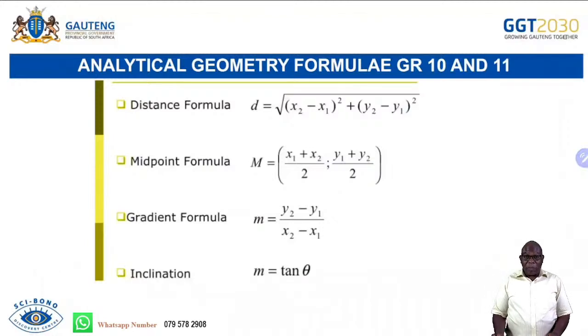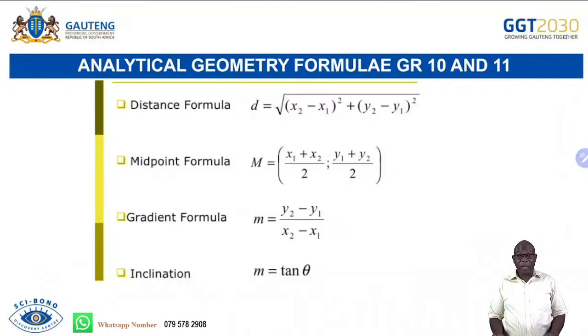Now in analytical geometry, you'll have a formula sheet. There will be a formula sheet at the end of your paper. But the formulas that talk to analytical geometry are the following. These are some of the ones that you have done in grade 10 and grade 11: the distance formula, the midpoint formula. We also have the gradient formula and the inclination of the line.